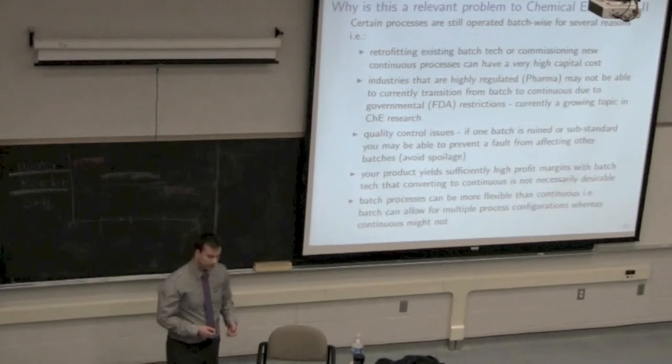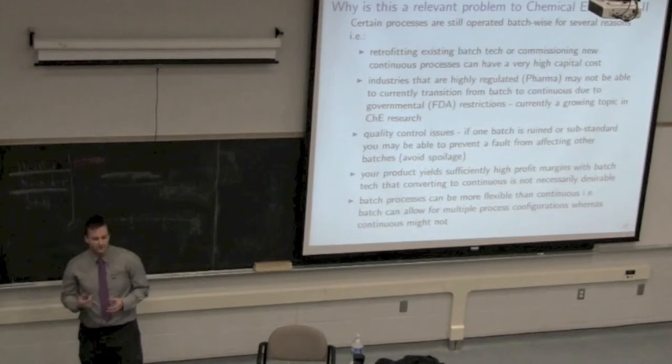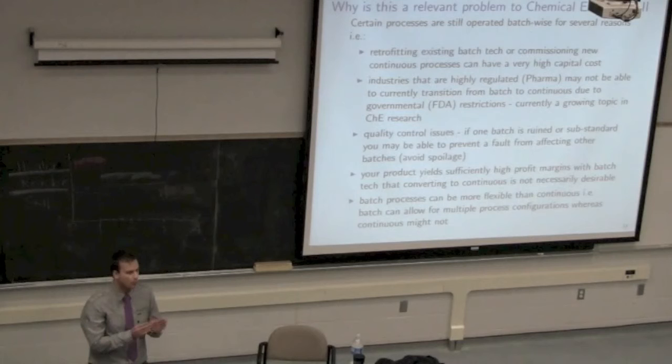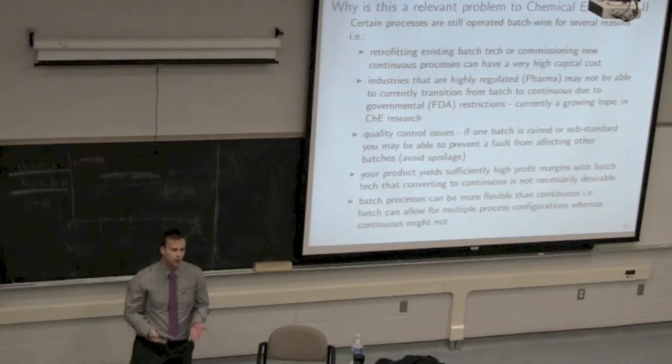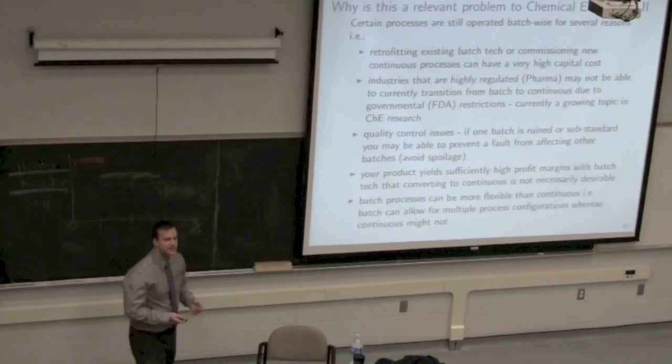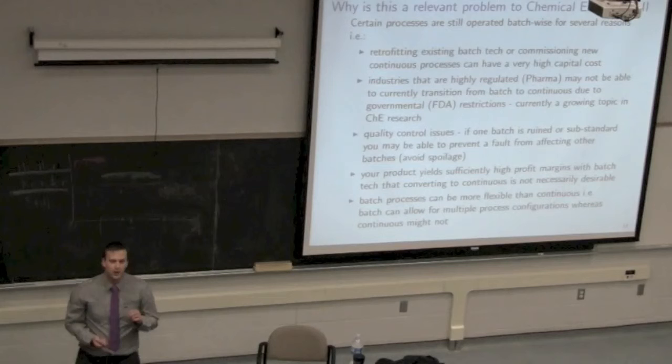Also, what's nice about batch systems is that you have certain quality control issues, but you have a certain degree of control. So for example, if one batch goes wrong, it's limited just to that one batch and not necessarily all of them. That way you can avoid spoilage and losing product quality. That makes it very useful, whereas with the continuous, it's going to keep on producing the substandard product until you correct whatever's wrong. Another reason is that if you're already making a lot of money and your profit margin is very high on your product, you may not want to switch to continuous. It may not make sense. What you're doing right now might be already the best.